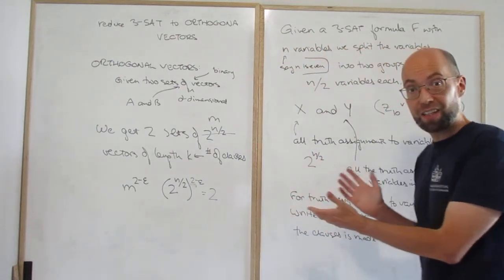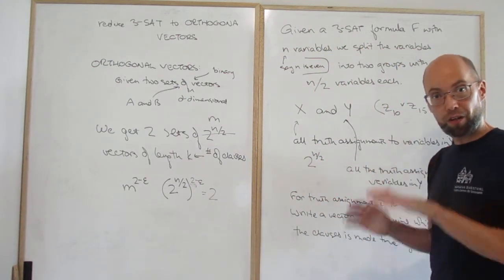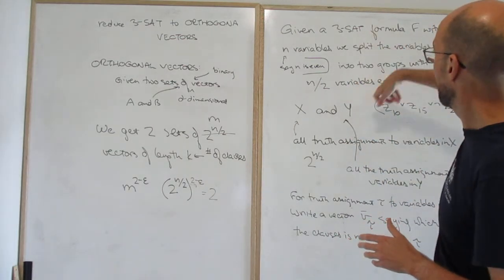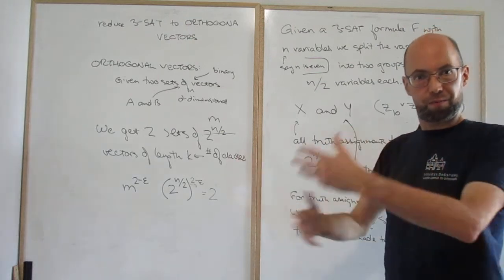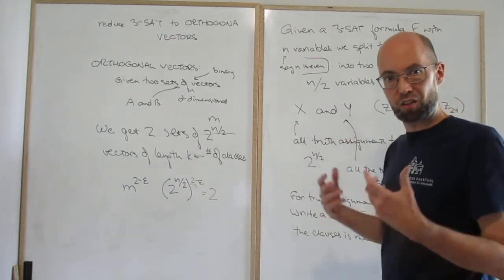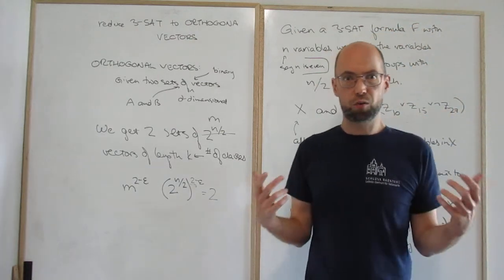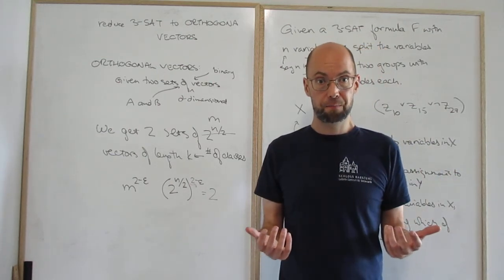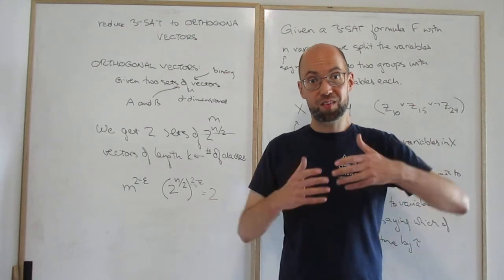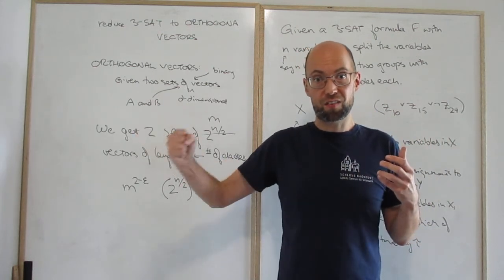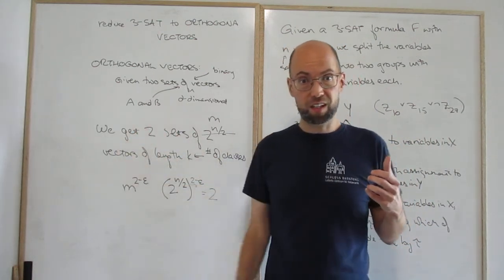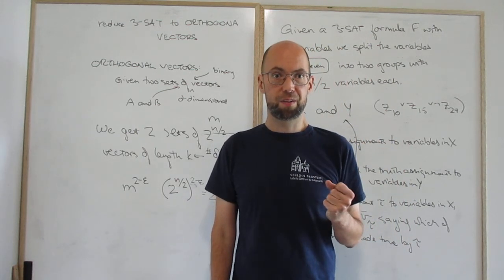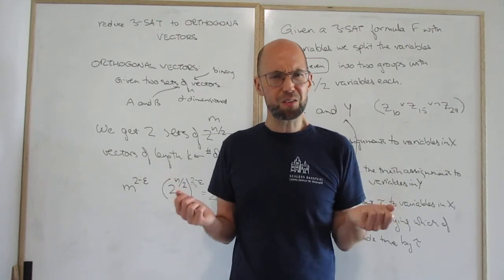Now, the key thing is, this reduction is not a polynomial time reduction, because we're taking a formula of size n and turning it into two things of size 2 to the n over 2. It's an exponential time reduction. But this ties together: if SAT is as hard as we think it is, then you can't solve orthogonal vectors in subquadratic time. And nobody expected that. That's weird.